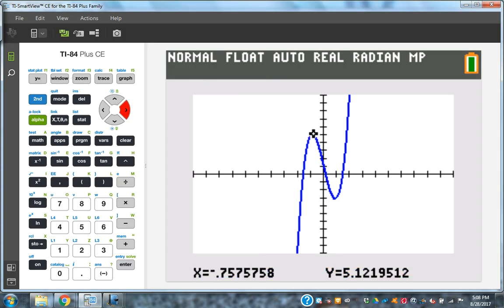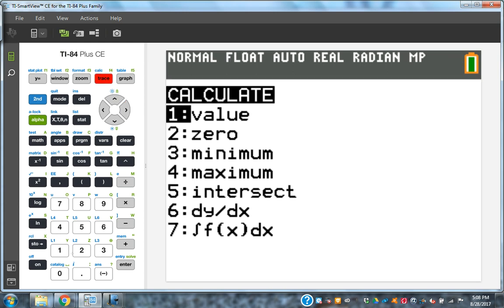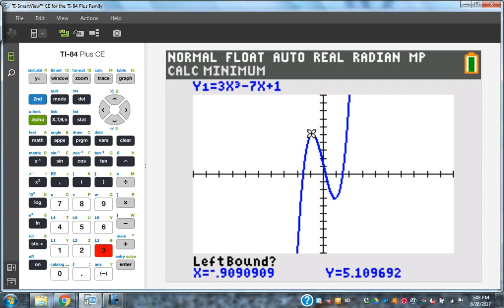So I'm going to go over here. I'm going to hit second calc or second trace to get to calculate a minimum, and I need a left bound. I know the local minimum's over here in this little trough area. So I'm just going to set the left bound of that, then the right bound, just past it. That's a good spot. I'll guess down there and get close. That's pretty close. Hit enter, and it finds it: positive 0.88, negative 3.12.